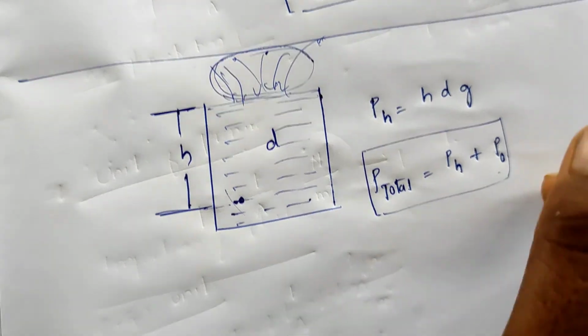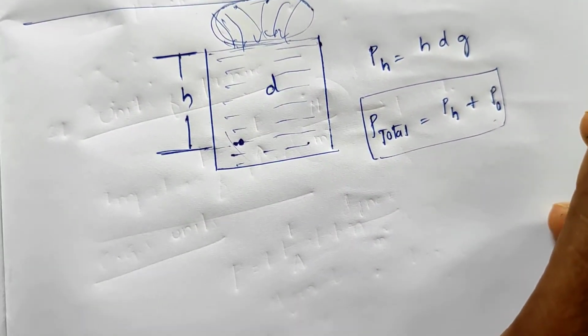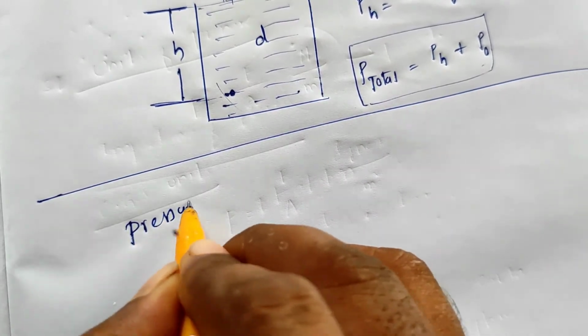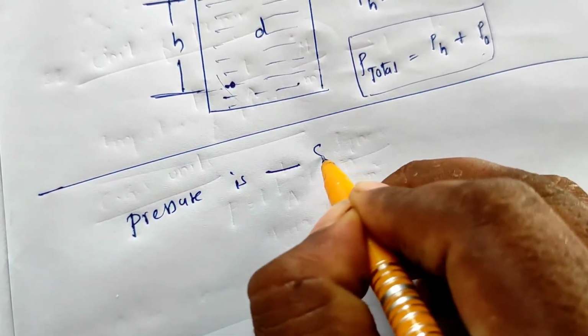Okay. So now, is pressure a scalar quantity or a vector quantity? The answer is very simple. Pressure is a scalar quantity.